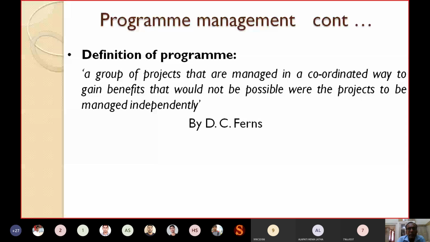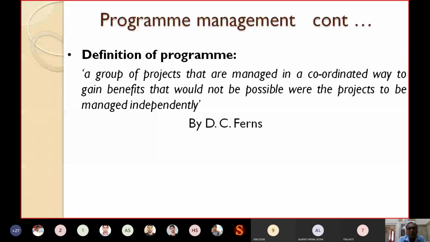So I am repeating again that a program is a group of projects that are managed in a coordinated way. For what? To gain more benefits that won't be otherwise possible if the projects would have been managed independently. This statement was given by DC Funds. So this is the definition of program and why program management is required.